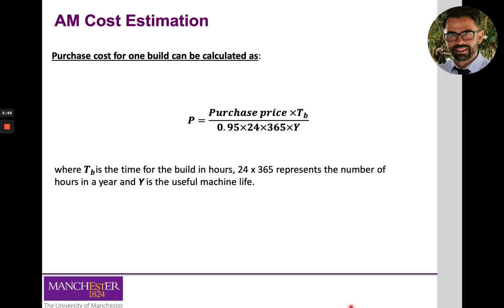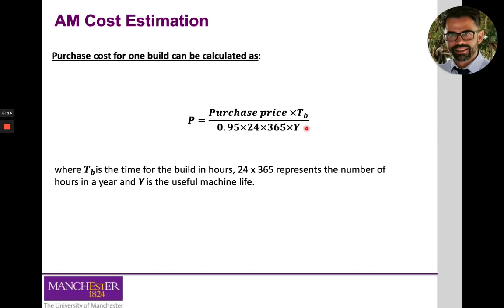In terms of the purchase cost for one build, this can be calculated as the purchase price of that machine. So how much did we have to pay, how much did the company have to invest to acquire that specific equipment, multiplied by the total time required to build our parts. And this is probably the biggest variable when calculating the cost associated with additive manufacturing.